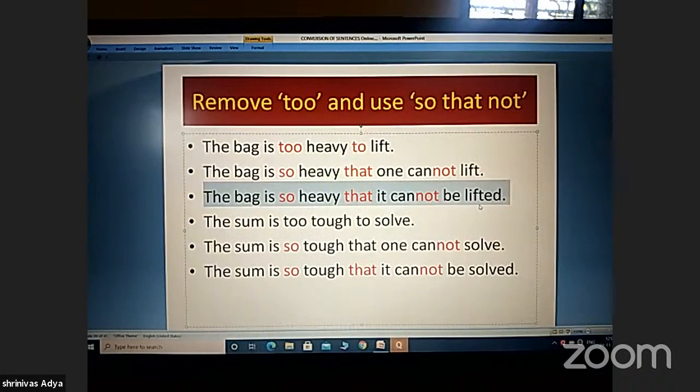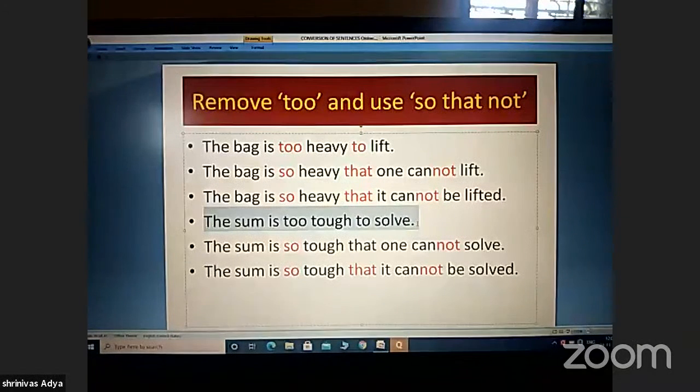See, the bag is so heavy that one cannot lift. This is one. The bag is so heavy that it cannot be lifted. It cannot be lifted, that is in passive voice. Listen carefully. I hope you have got it. It's very easy to convert. Let us take one more sentence and then we will go on to convert a few.